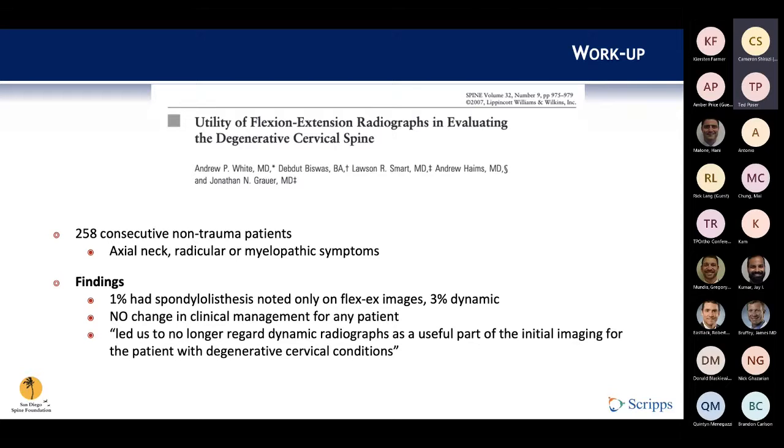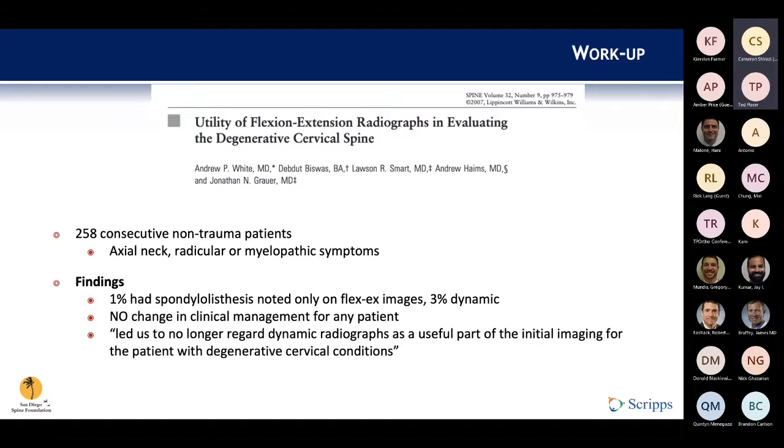Now, flexion extension views for these patients aren't necessary when they first show up to your clinic. This is a study looking at 258 consecutive non-trauma patients that had axial neck pain, radicular symptoms, or myelopathic symptoms. These patients all obtained normal AP lateral as well as flexion extension views. 1% were found to have spondylolisthesis, noted only on flexion extension images, and 3% were dynamic. And out of these patients, that small percentage, no change in clinical management was necessary for any of them.